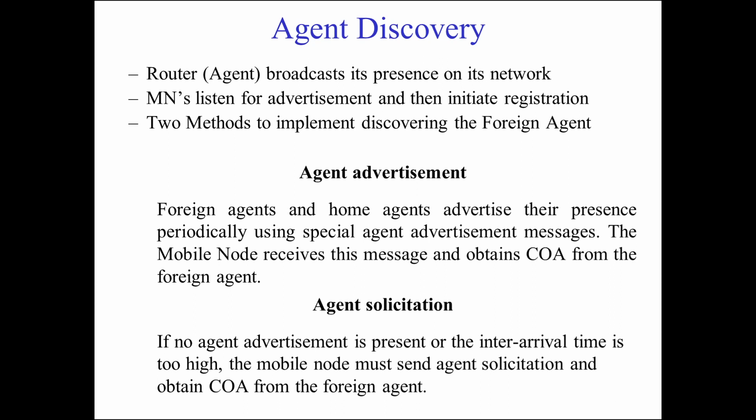Then it will allot one temporary address called a care of address. So either by using agent advertisement or by using agent solicitation, the mobile node will get its own care of address from the foreign agent. That is what is called agent discovery.